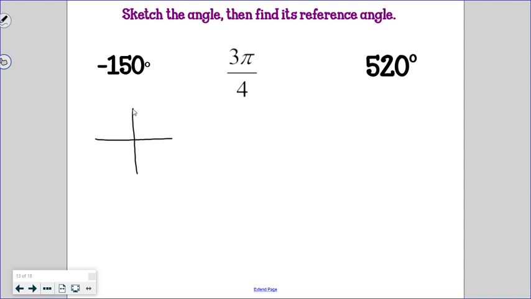We think in increments of 90, so there would be 90. The next 90 would put me at 180, so I would stop before that. There is a picture of negative 150 degrees. My closest x-axis would be this one right here, which is 180 degrees.